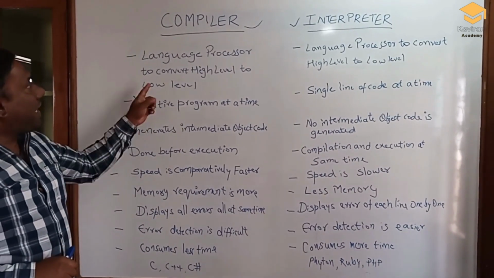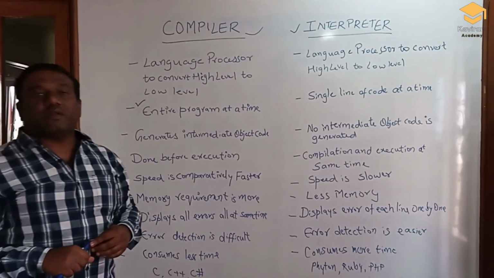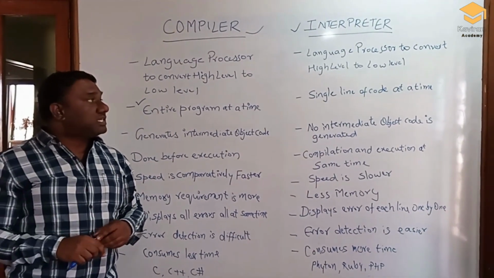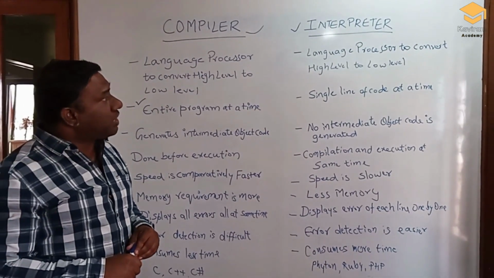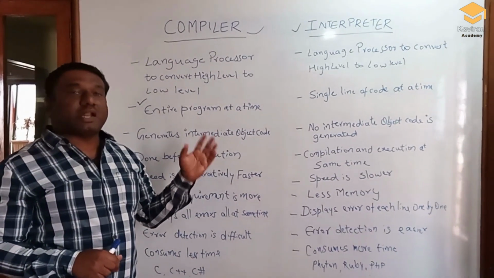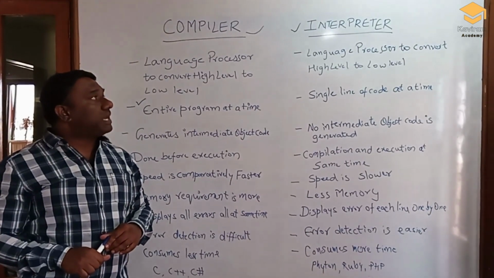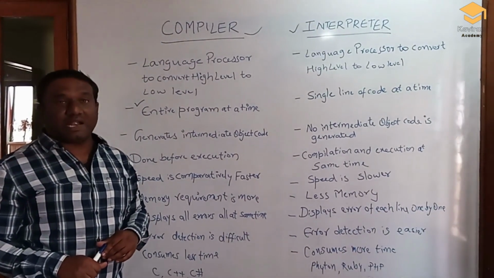A compiler is a language processor which converts your high level language to low level language. Similarly, an interpreter is also a language processor which converts your high level language to low level language. So what is the major difference between your compiler and interpreter?